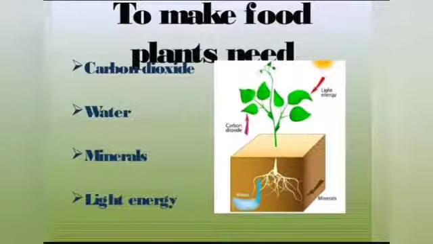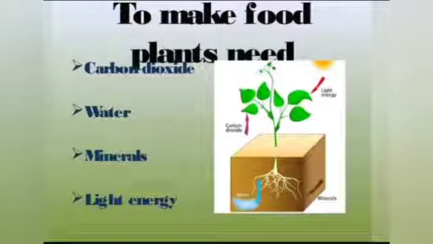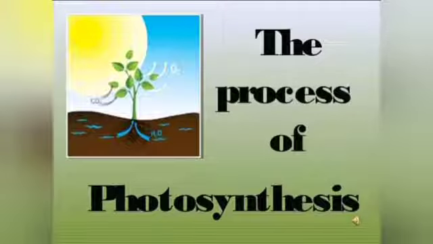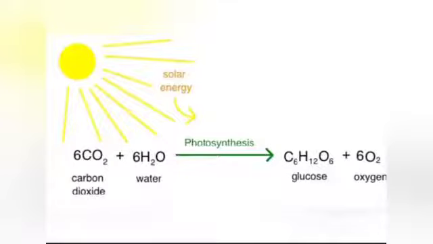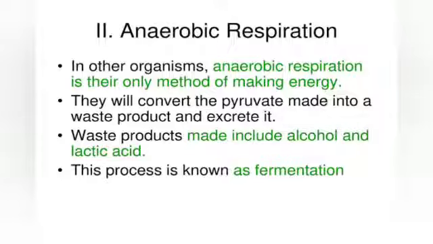To make food, plants need all these things: carbon dioxide, water, minerals and light energy. And all this is used for the process of photosynthesis. Yes, for photosynthesis and the growth of a plant, we need all these things. So let us see how photosynthesis helps the plant grow and what gets released. See in this picture, the formula is that carbon dioxide, water and solar energy give glucose and oxygen with the help of photosynthesis. We'll take photosynthesis in detail in the next slide.